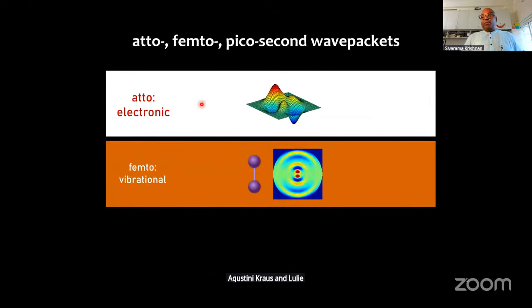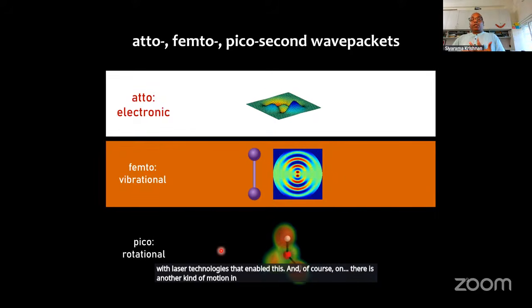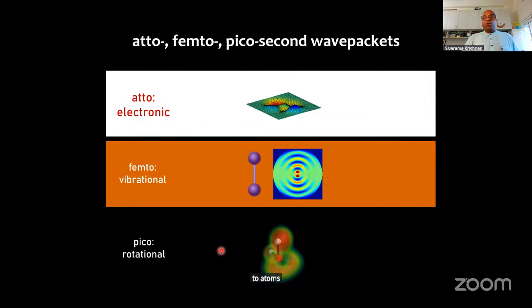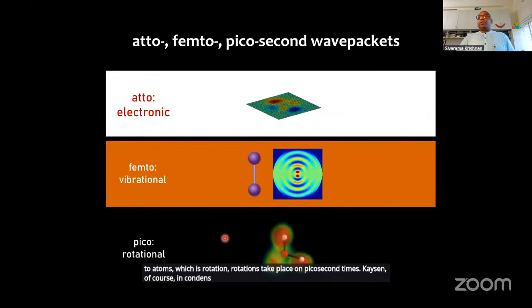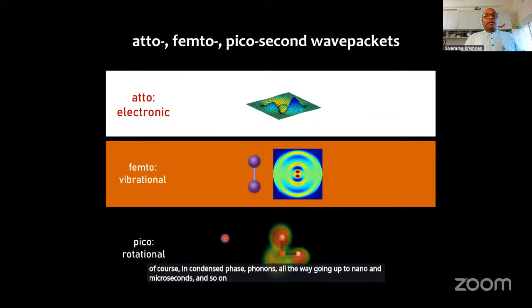In between, there was a Nobel Prize in 2018 to Strickland and Mourou for coming up with laser technologies that enable this. And of course, there's another kind of motion in molecules which have more than two atoms, which is rotation. Rotations take place on picosecond timescales, and of course, in condensed phase, phonons, all the way going up to nano and microseconds, and so on and so forth. So these are atomic processes.